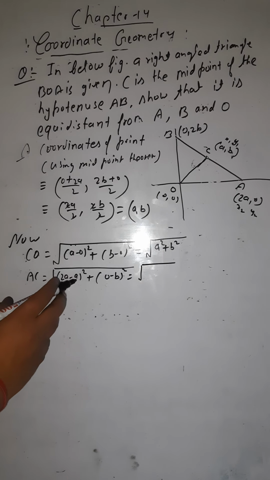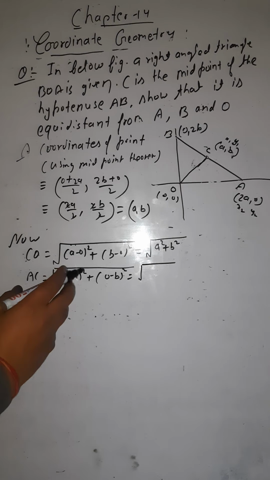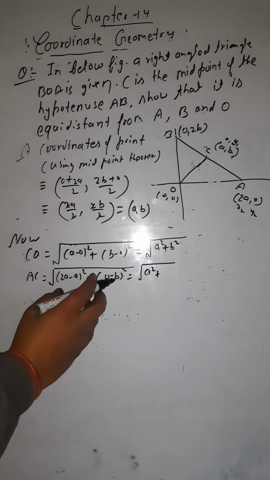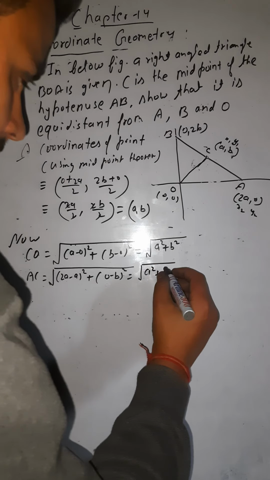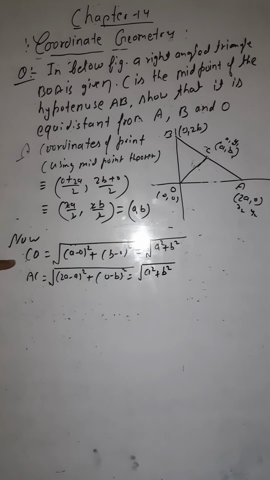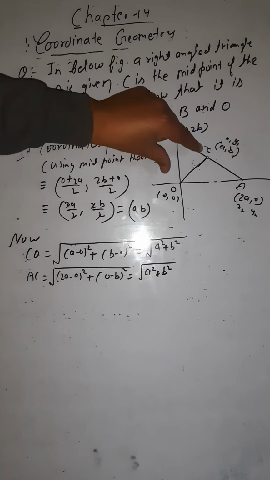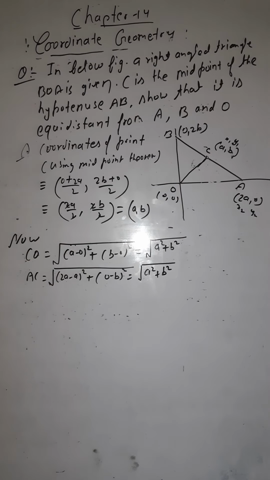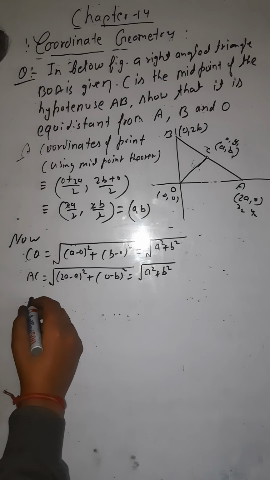2a minus a is a, and the square of a is a square. Similarly, 0 minus b is minus b, and the square of minus b is b square. Yes. So distances CO and AC are coming the same, this distance and this distance both are the same. Now let's see whether the third one is also coming the same. Let's find out CB also.